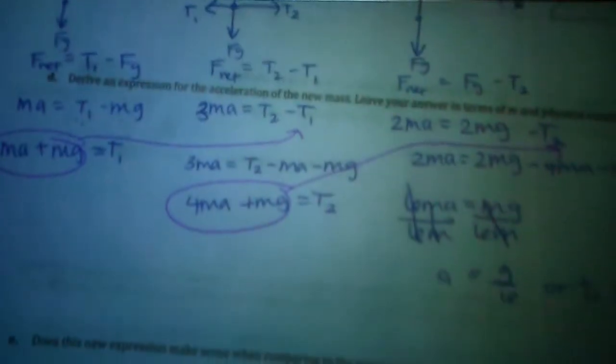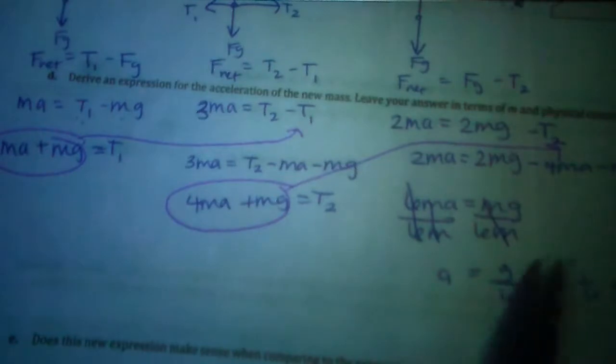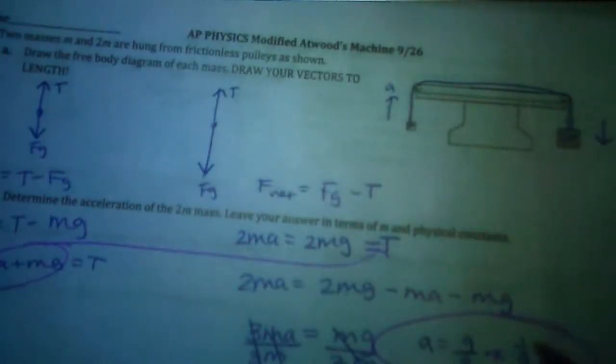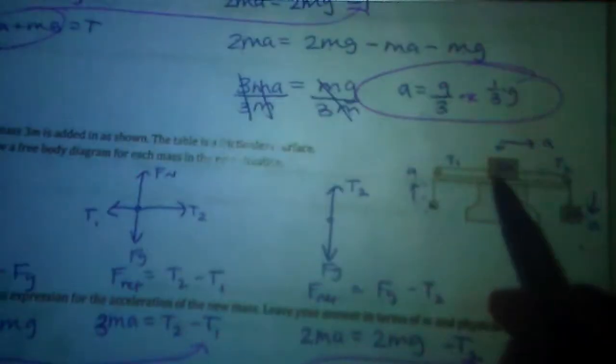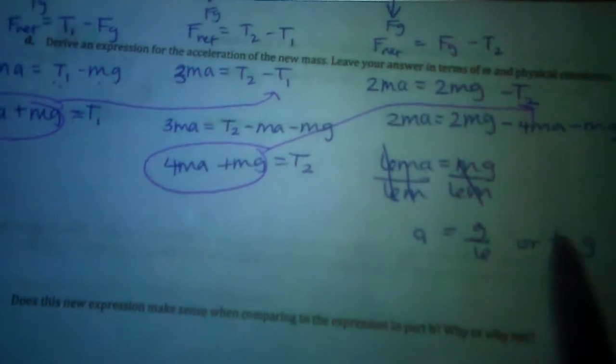So now what it's asking is, does this equation that we got make sense compared to what we got before? So earlier, we got the acceleration was just 1/3 G. Now with this 3M here, we're getting 1/6 G. So I want you to talk with your partner, why does this make sense?